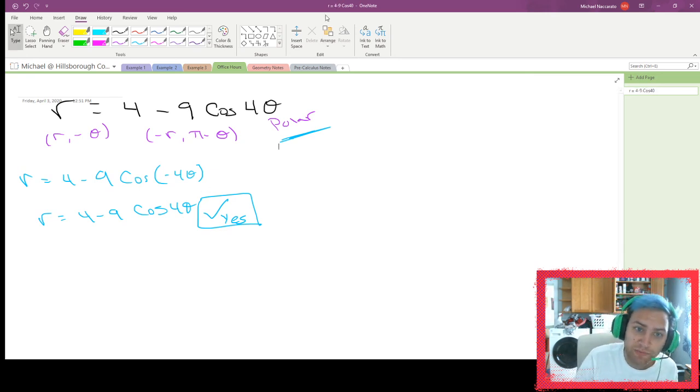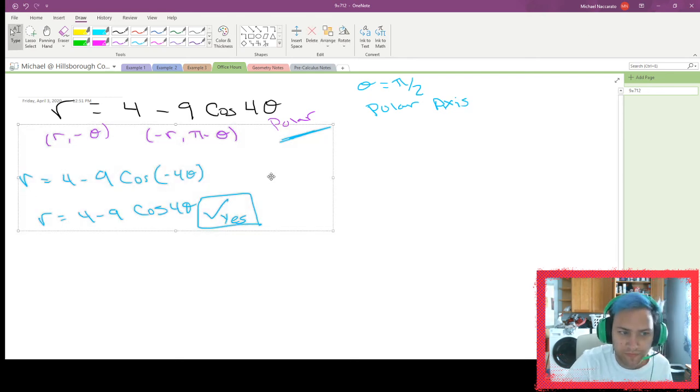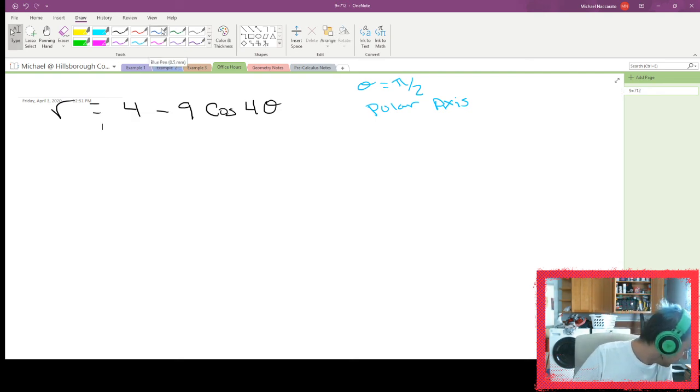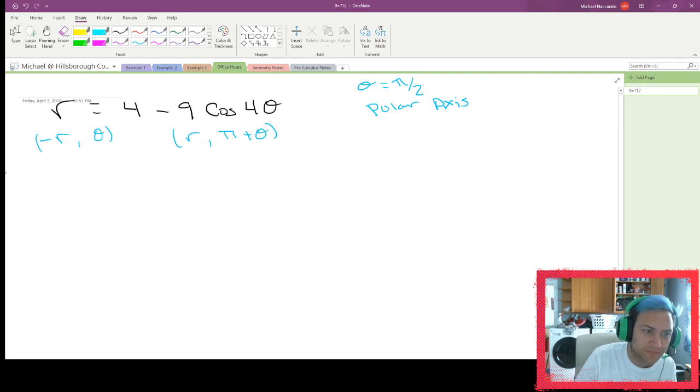So at this point now, we've proven this one has symmetry with respect to theta equals pi over 2 and with respect to the polar axis. So we're on a roll here. So let us check one more. We just need to check if it has symmetry now with respect to the pole itself. So with checking the pole, we're going to replace negative r and leave theta as is and see what happens. But we're also going to check if we leave r as is, but replace theta with pi plus theta.